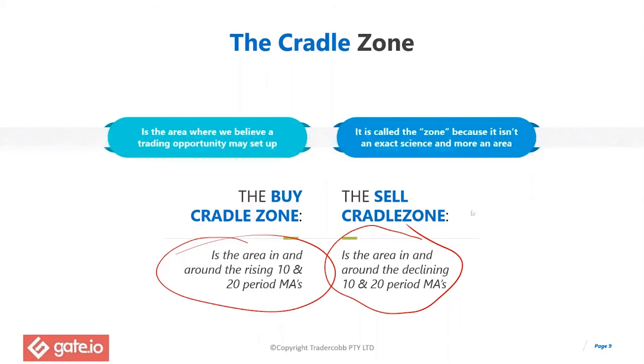Question. Have I missed that? Oh, no, sorry. 10 and 20 moving average standard on all exchange charts.